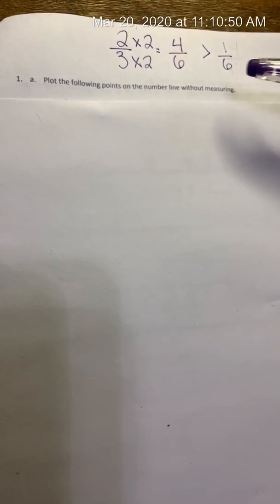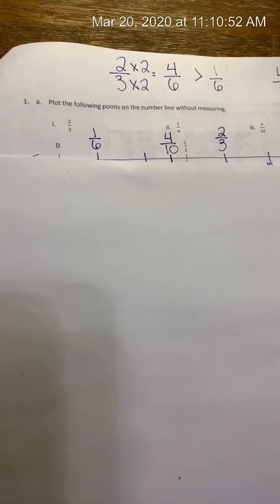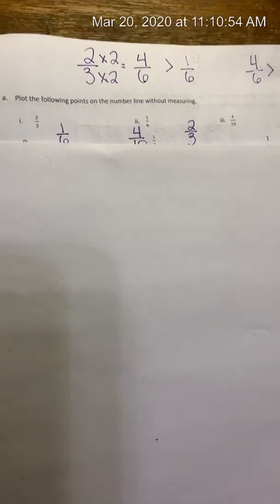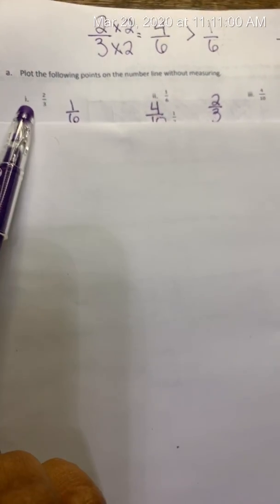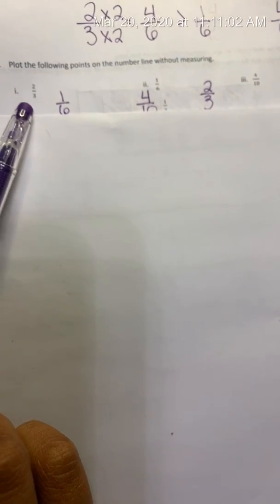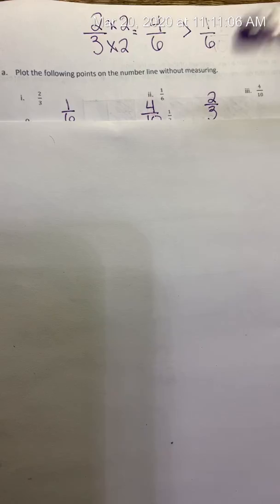So 1A says plot the following points on the number line without measuring. So we have the fractions 2/3, 1/6, and 4/10. So I know that for 1/6 or 2/3, I can multiply that denominator by, this is kind of blurry, sorry. I can multiply 3 by a number to get 6.